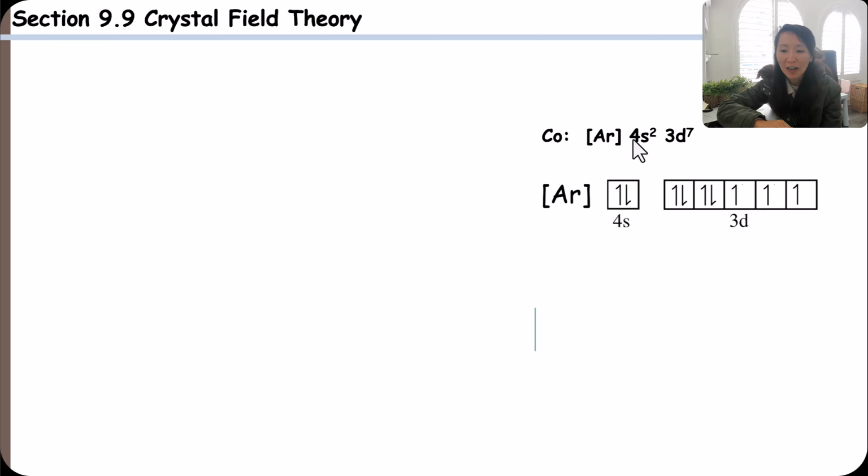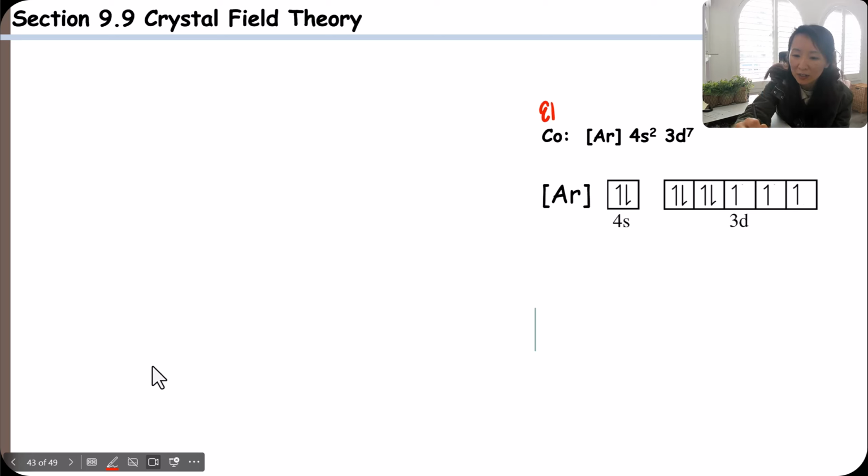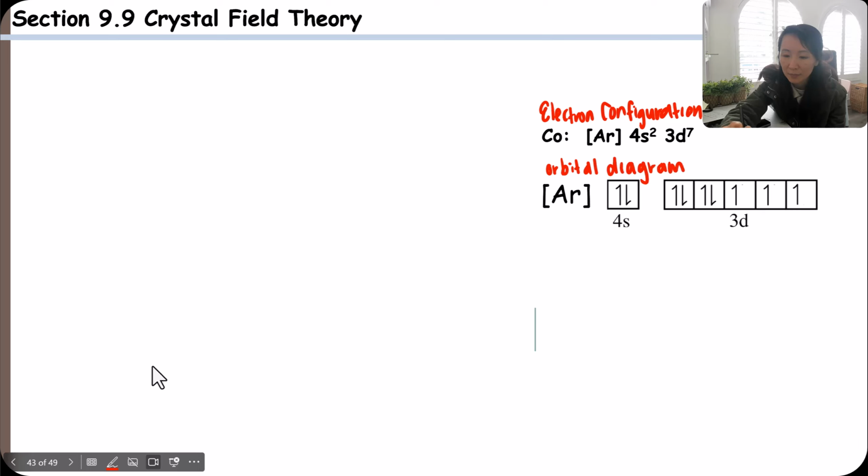If you're a little confused on how to draw the electron configuration and the orbital diagram, please refer to those videos at the beginning of Unit 9. All right, so I want to label which one is electron configuration and which one is orbital diagram. So this one is the electron configuration. And this one is the abbreviated version, and this is the orbital diagram. And the orbital diagram is also a shortened version of cobalt.